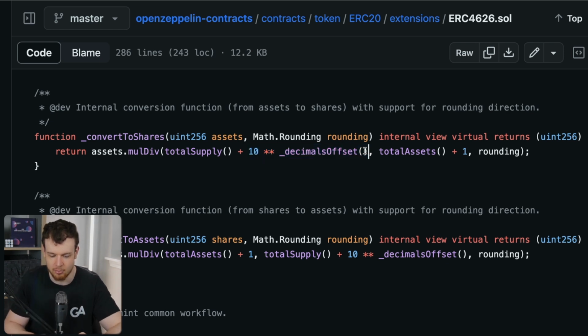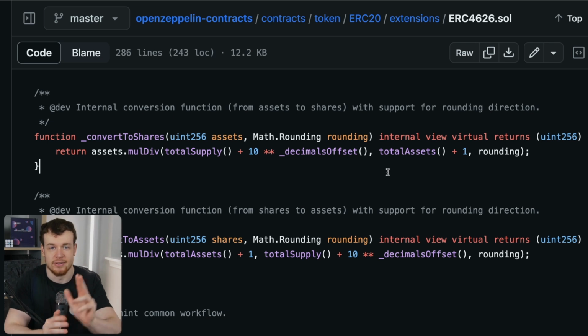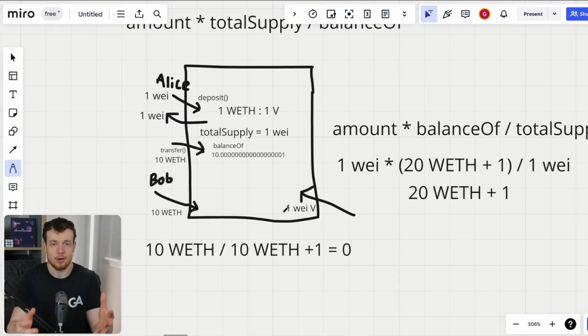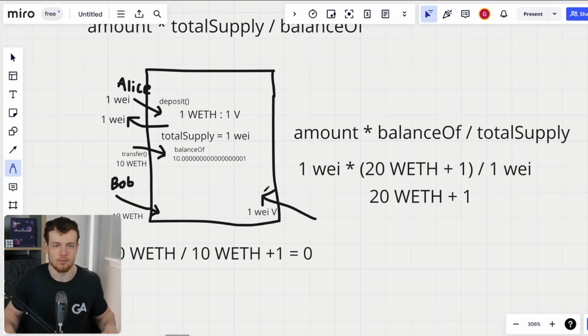So we've added a plus 1 in the numerator here, and a plus 1 in the denominator. And surprisingly, literally just doing this small change, plus 1 in the numerator, plus 1 in the denominator, makes it unprofitable for the attacker to ever pull off the inflation attack. To see this, let's walk through an example and see this happening in real time. So let's take our example that we used here and walk through it.